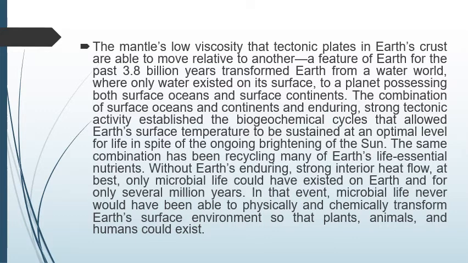A feature of Earth for the past 3.8 billion years, plate tectonics transformed Earth from a water world, where only water existed on its surface, to a planet possessing both surface oceans and surface continents. The combination of surface oceans and continents and enduring, strong tectonic activity established the biogeochemical cycles that allowed Earth's surface temperature to be sustained at an optimal level for life in spite of the ongoing brightening of the sun. The same combination has been recycling many of Earth's life-essential nutrients.